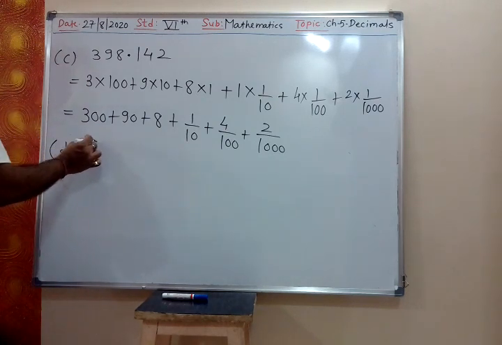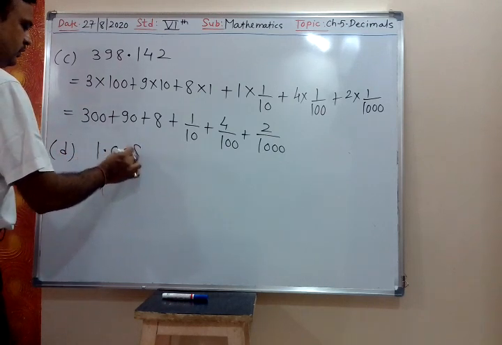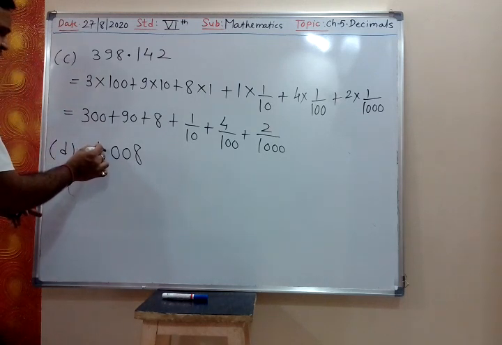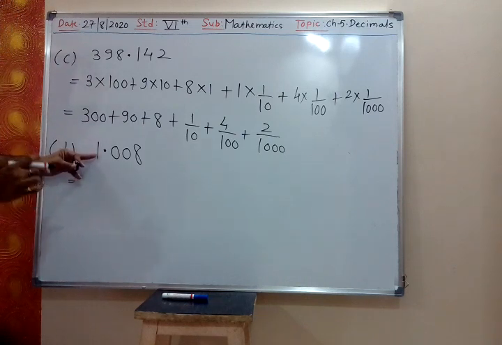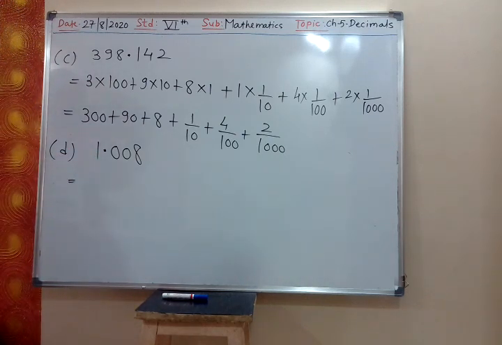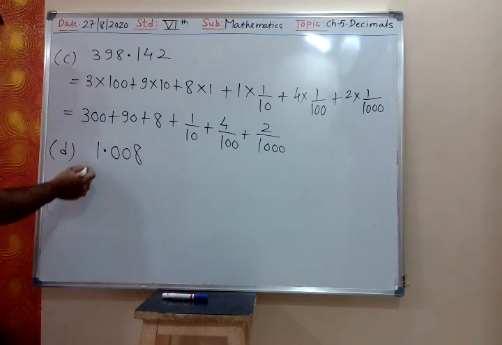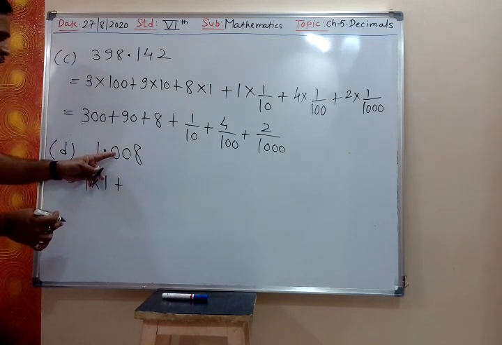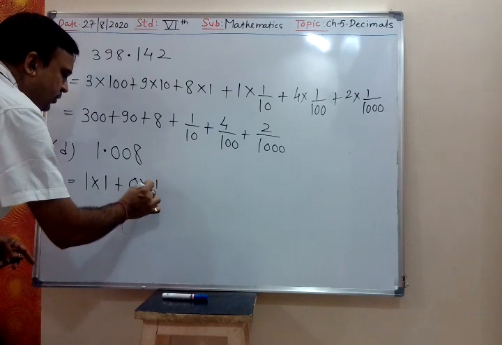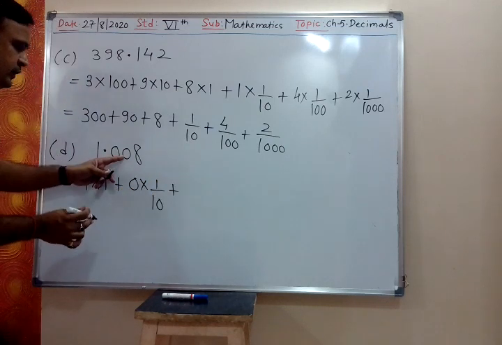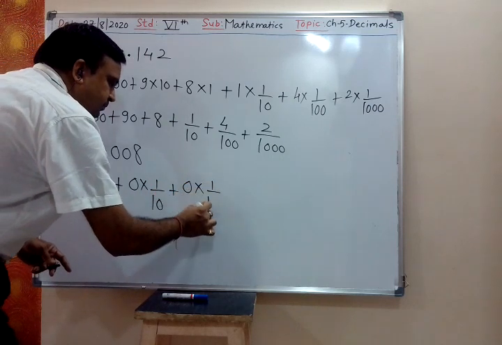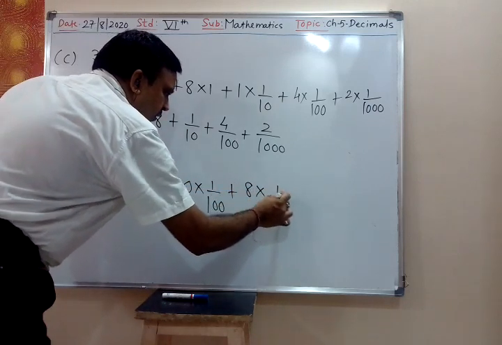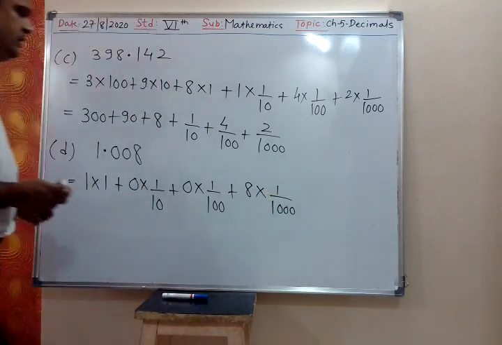D, 1.008. Wait. Position of, see here, before decimal, this is one digit. So this is ones position. So we write 1 into 1 plus, now after decimal, the position of 0 is tenths. So we write 0 into 1 upon 10 plus 0 into 1 upon 100 plus 8 into 1 upon 1000.